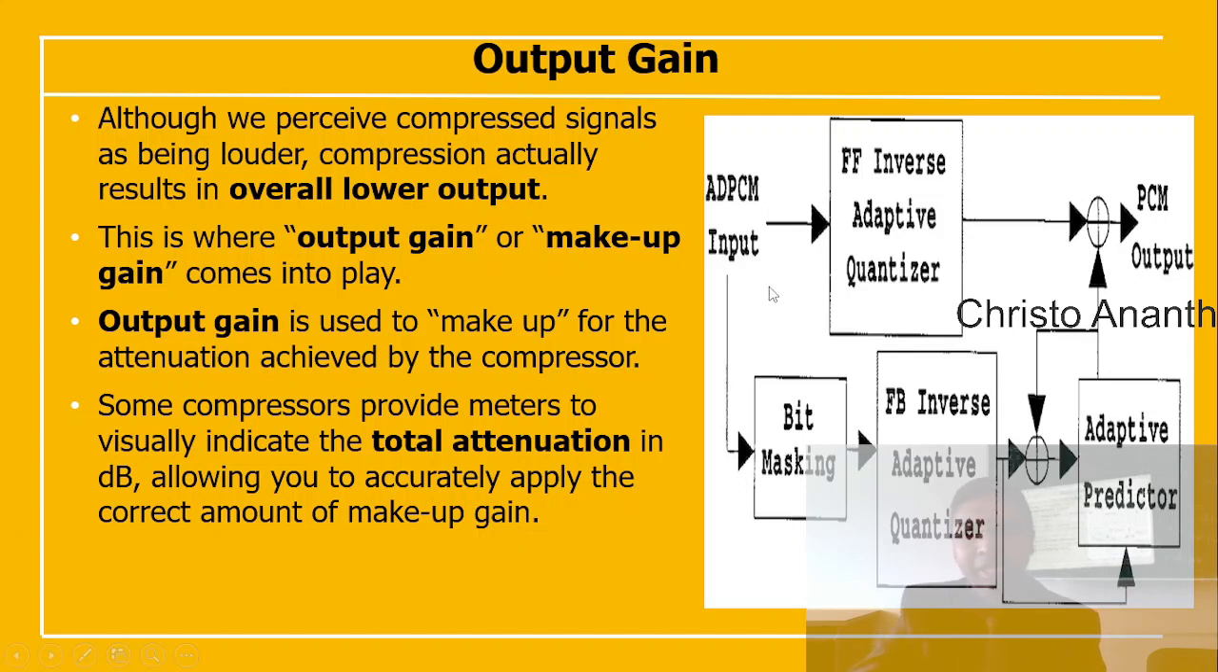So maybe if you take here, we will be having adaptive differential pulse code modulation input. That is being passed on to the FFT. Okay, fast Fourier inverse adaptive quantizer. Maybe it will go for bit masking, FP inverse adaptive quantizer. Okay, so everything gets added up to the adaptive predictor to produce the PCM output.